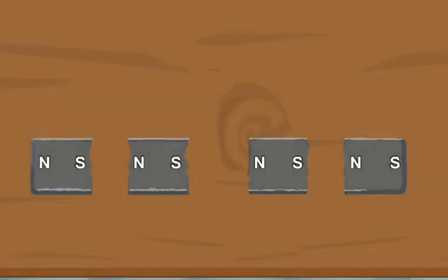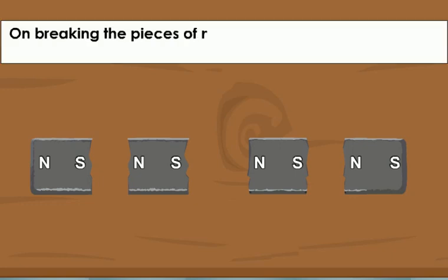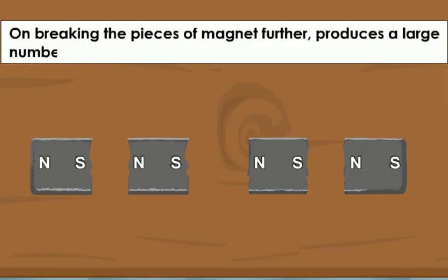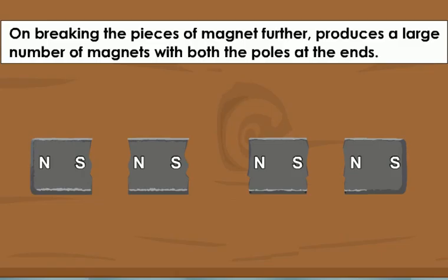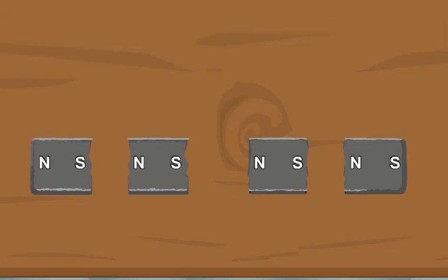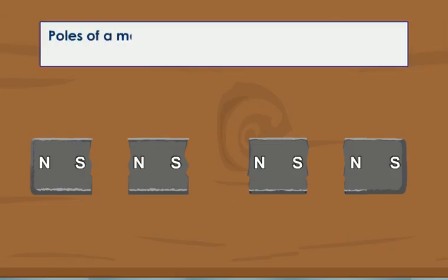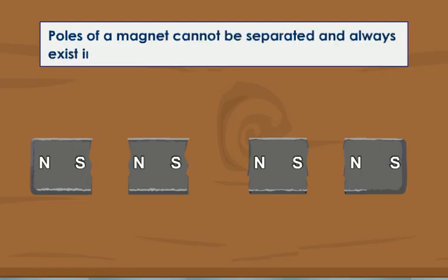Students, if the two pieces are further broken, each smaller piece still acts as a full magnet containing both the poles. On breaking the pieces of the magnet further, a large number of magnets are produced, with both the poles at the ends. This clearly shows that the poles of a magnet cannot be separated and always exist in pairs.